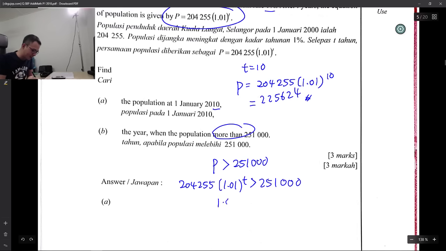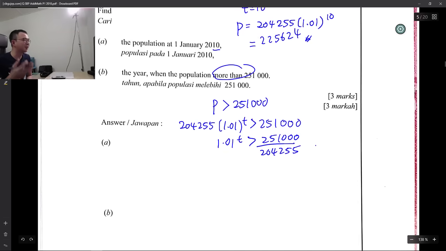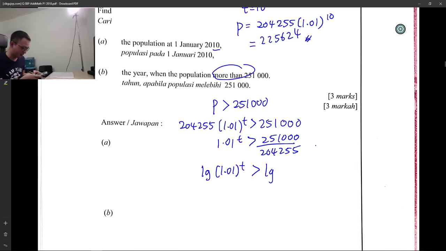So the first thing is I solve this inequality. First, the 1.01 power of t, I'm going to move to the other side. It becomes divide here. And then what I do next is I add the log for both sides. So therefore, log 1.01 power of t will be bigger than log of 251,000 divided by 204,255. You will get a small number, 1.22886 maybe. Try to get more decimals to be more accurate.